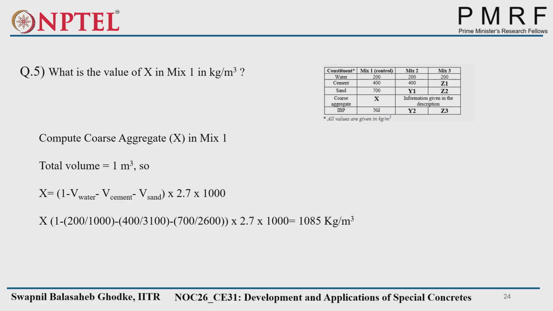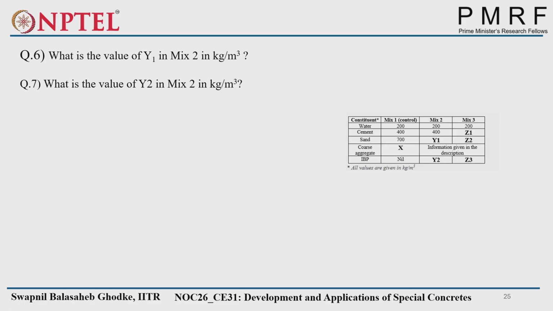You got how we have calculated it. All the mix quantities are in kilogram per meter cube, so for 1 meter cube we have to get the volume of each and subtract all the volumes from the 1 meter cube. So we'll get X, the coarse aggregate remaining volume, and we multiply with the density to get 1085 kilogram per meter cube. The answer is given in the range 1080 to 1090.